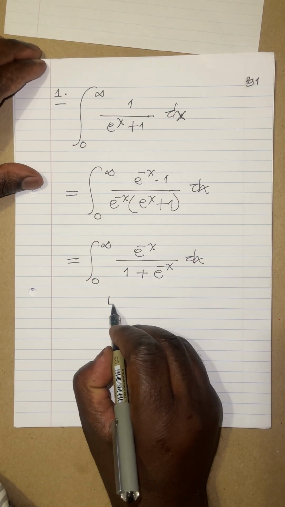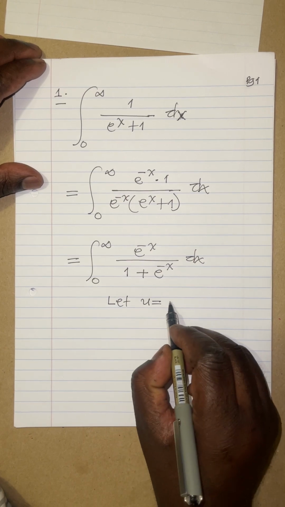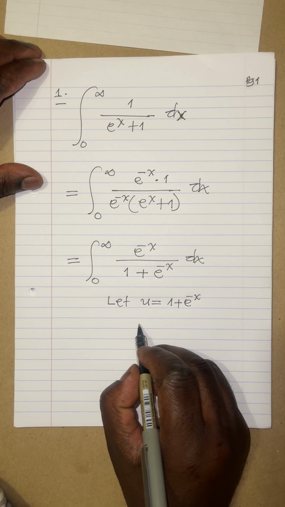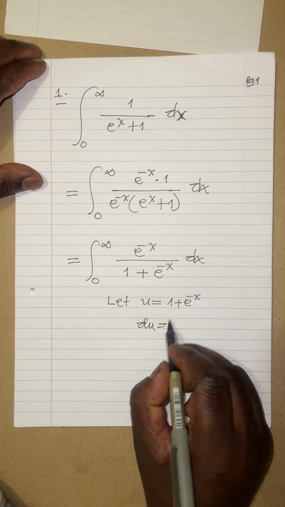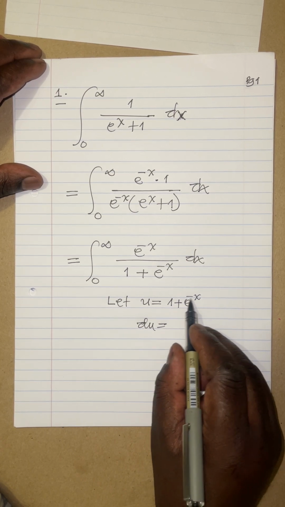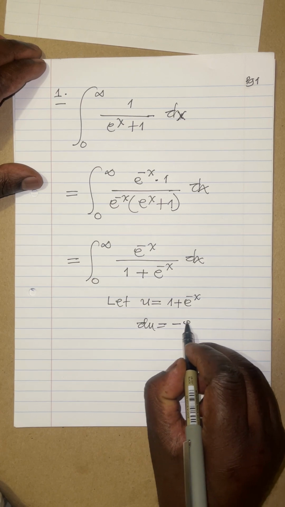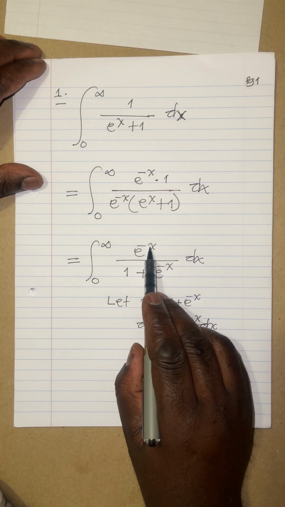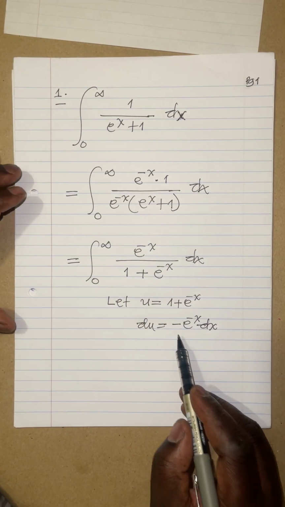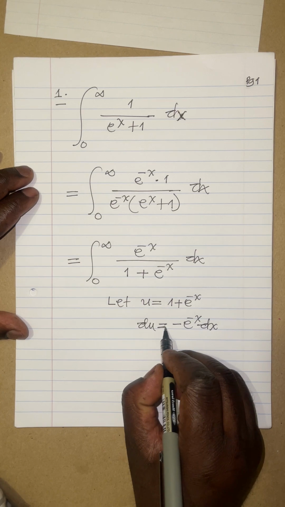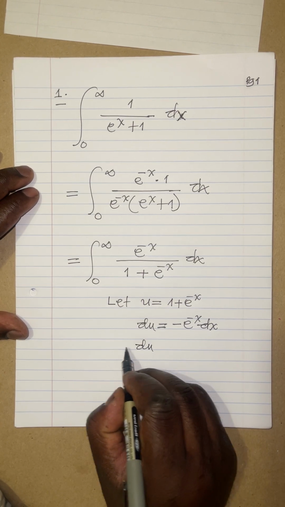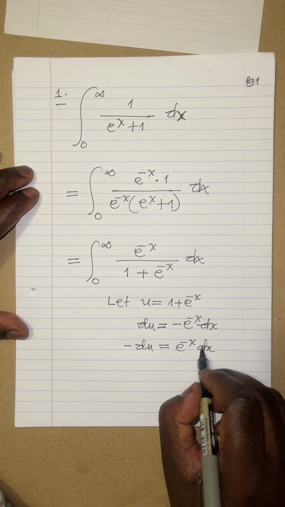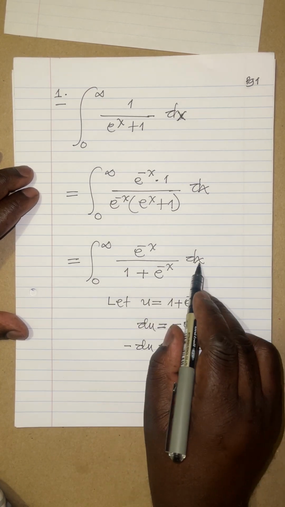So I'm going to say let u be equal to 1 plus e to the power minus x. Differentiating both sides, you're going to have du is equal to derivative of 1 is 0. It's a constant. Derivative of e to the power minus x is minus e to the power minus x, and then we have dx here. Now notice we have e to the power minus x dx. We don't have a minus. So I'm going to have to divide both sides by minus 1. And this one changes to minus du actually is equal to e to the power minus x dx. Now, this is fine because this one here is what you get over there.